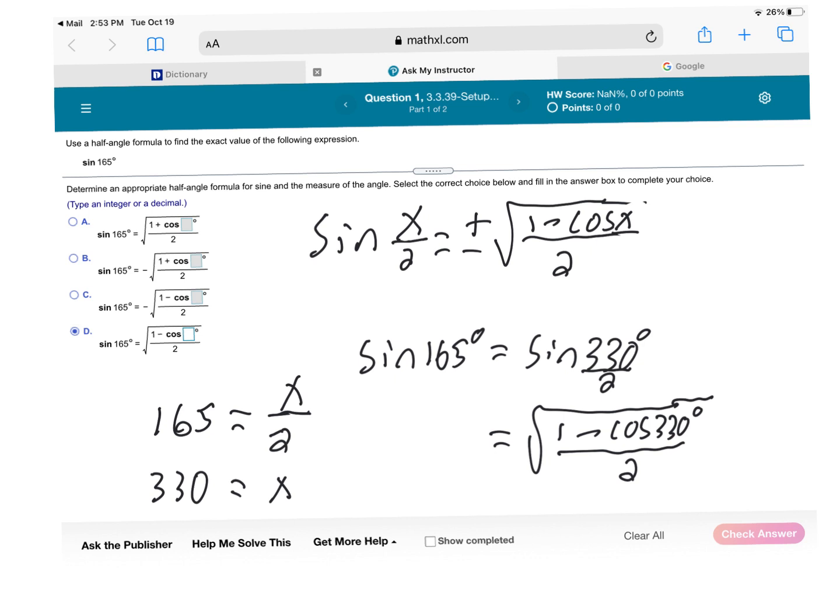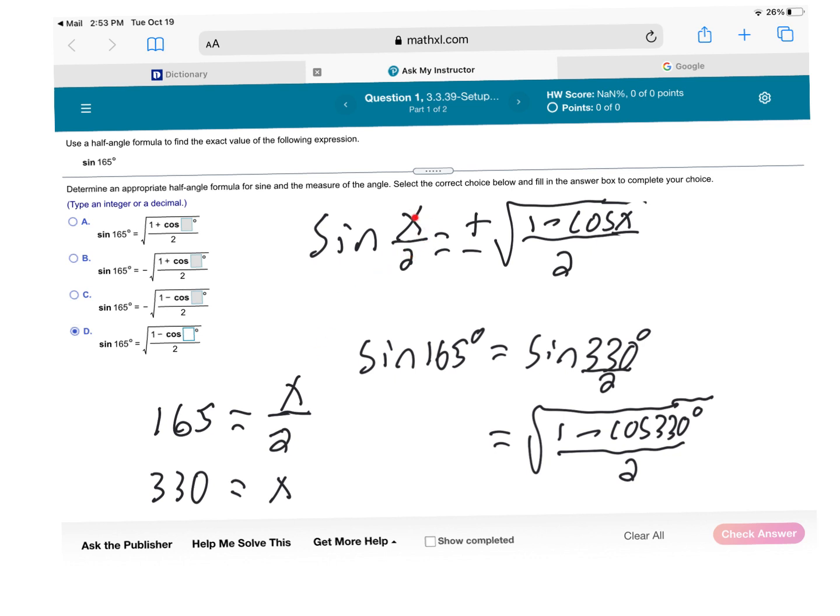Use a half angle identity to find the exact value of the following. So here I broke down the half angle identity. Sine of x over 2 would equal plus or minus the square root of (1 minus cosine of x) all over 2. So I guess we have 165 here.